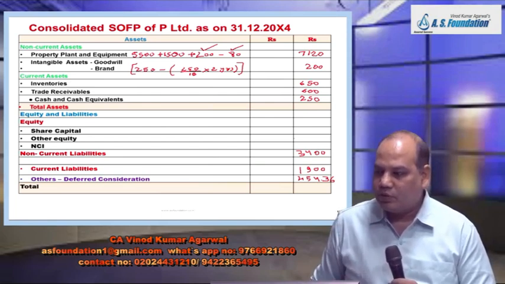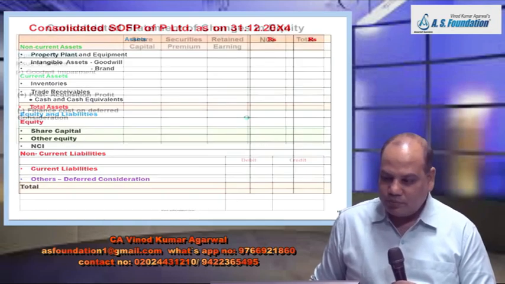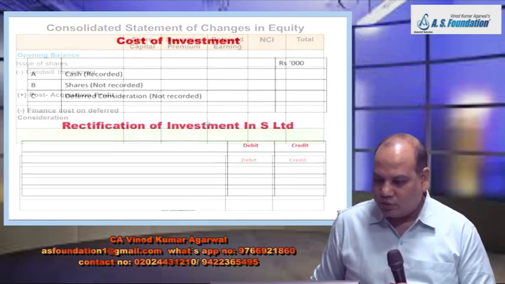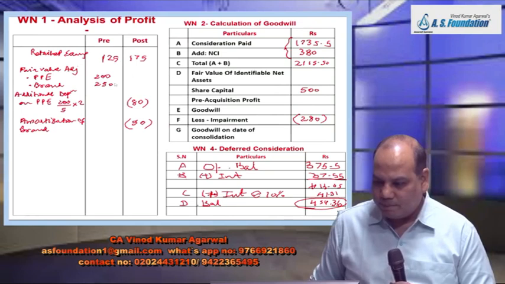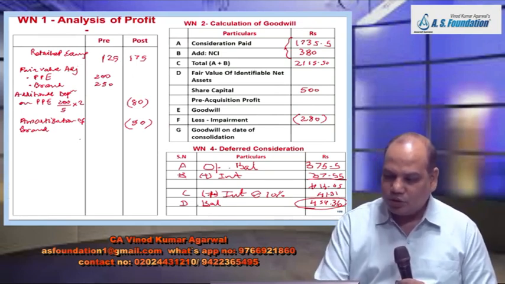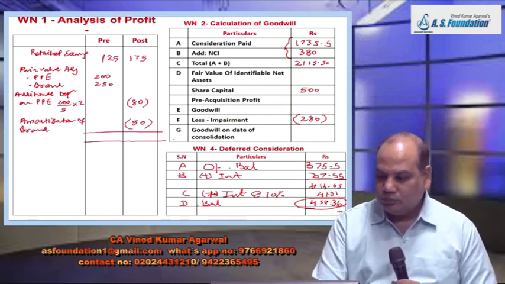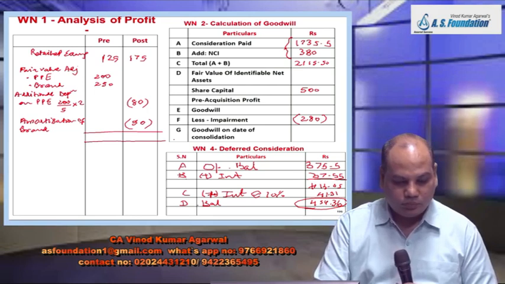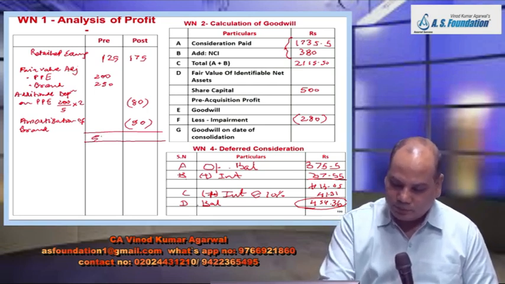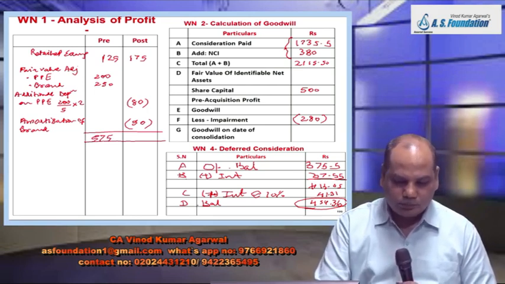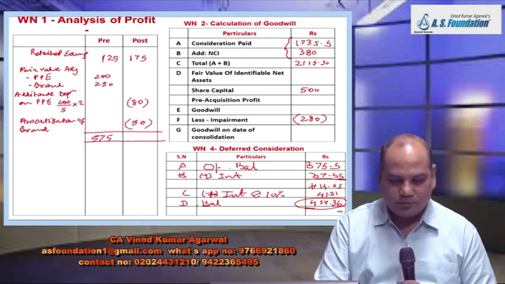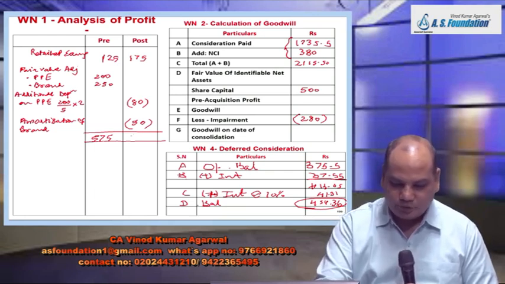All adjustments are over. Sure. Once you are sure, then what we'll do? Come to analysis. Take total of pre-column: 575. Post column total: 45.